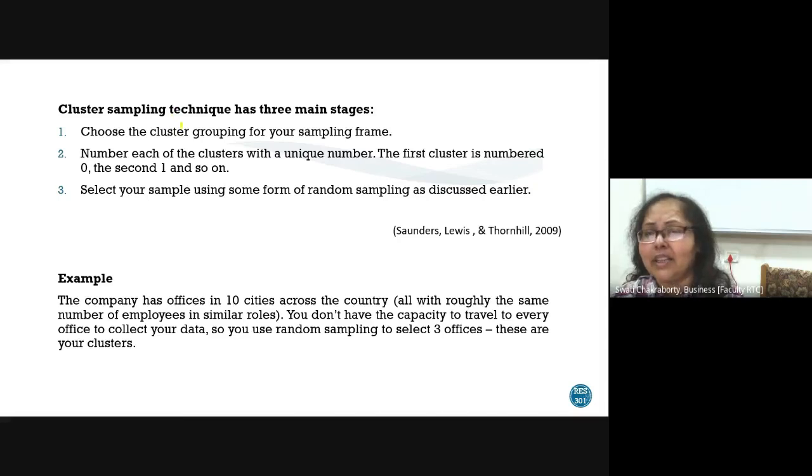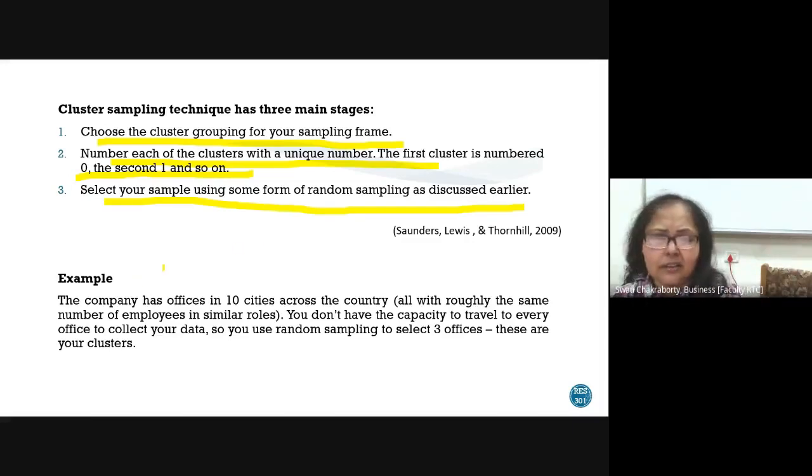The cluster sampling technique has 3 main stages. First, choose the cluster grouping for your sampling frame. Then number each of the clusters with a unique number, so the first cluster is numbered 0, then 1, and so on. Then select your sample using some form of random sampling, as we discussed earlier.